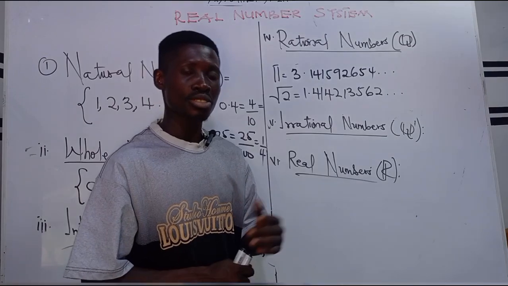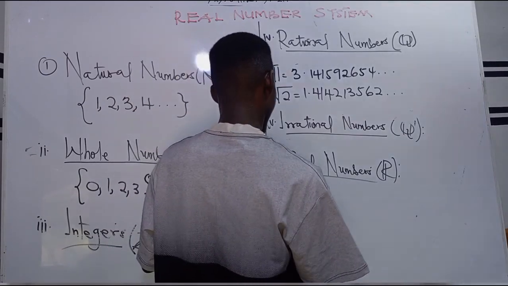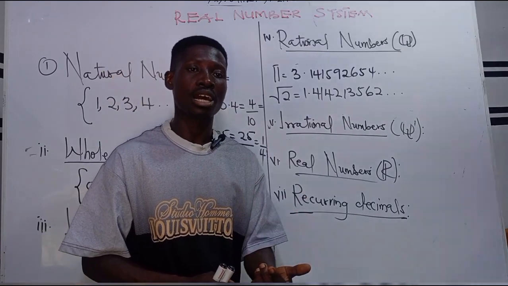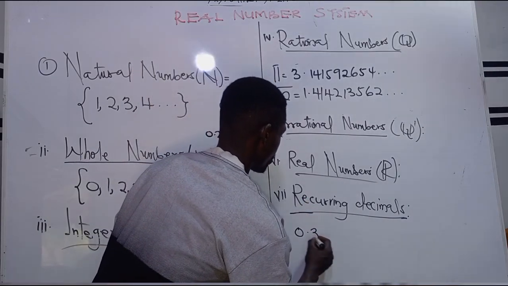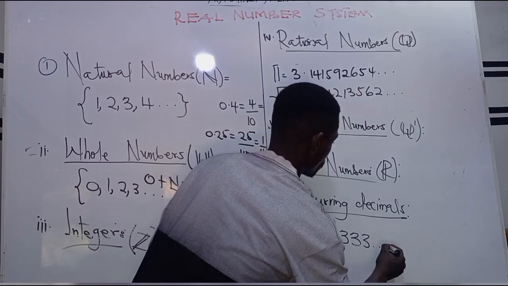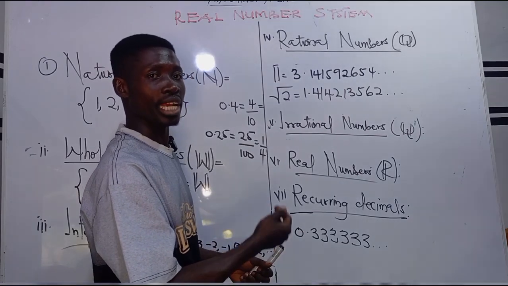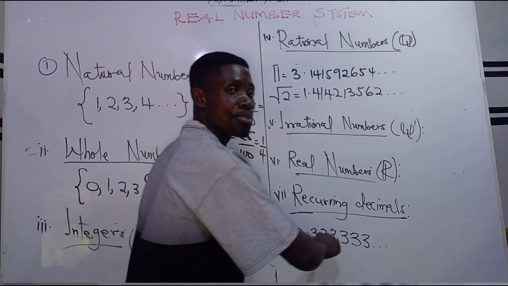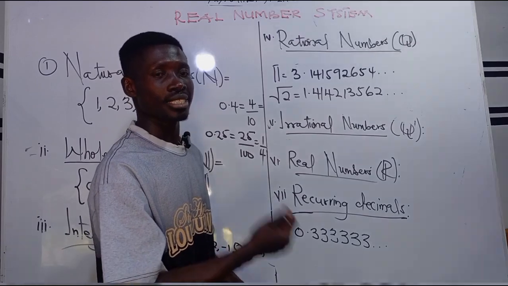They are all what? Real numbers. Let's look at what we call recurring decimals. Recurring decimals are decimals that repeat or recur. An example is, let's say, 0.33333 and so on. You can see that the number 3 recurs. In other words, the number 3 repeats. So you can see that the decimal part, the number 3, repeats in that very order. So you can say that 0.33333 is a recurring decimal.